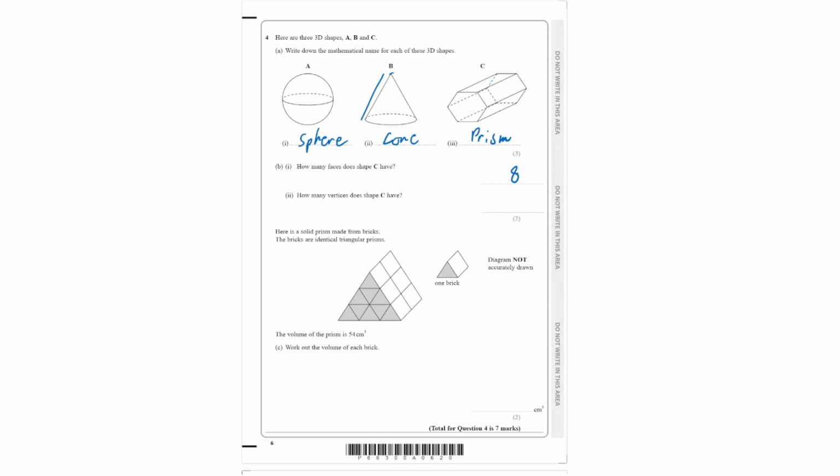How many vertices does shape C have? So those are all the corners. Let's see. 1, 2, 3, 4, 5, 6, 7, 8, 9, 10, 11, 12. 12.